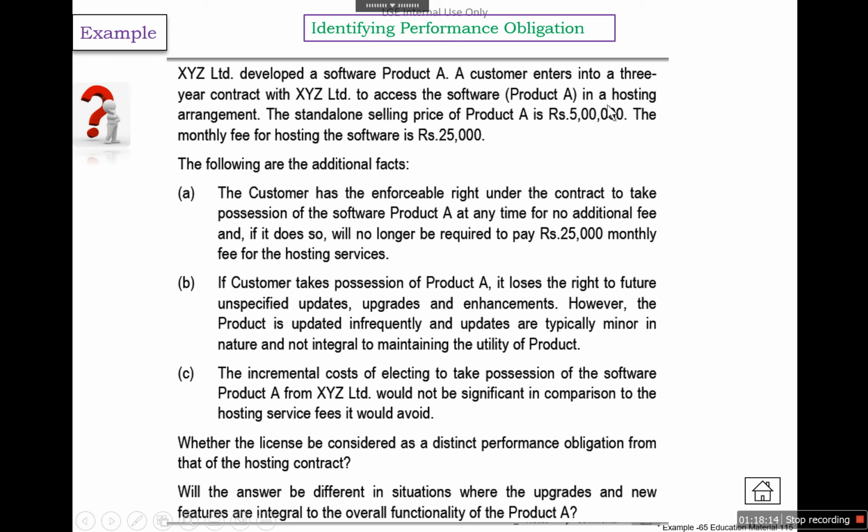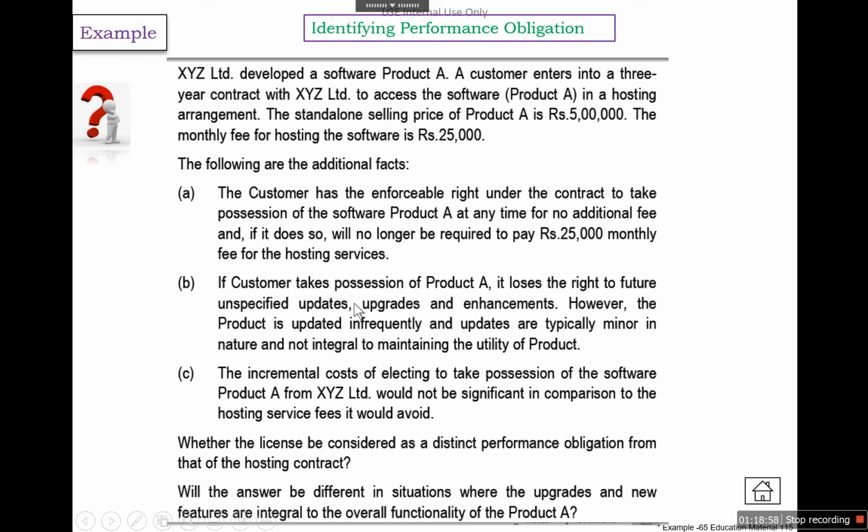So it is in the hosting agreement, but if it pays for the software, it will not be required to pay the hosting fees. Second, if the customer takes possession of product A, it loses the right to future unspecified updates. However, the updates are infrequent and typically minor, not integral to maintaining the utility of the product. So it means the customer is capable of taking benefits on its own. And the incremental cost of electing to take possession of the software product A from XYZ would not be significant in comparison to the hosting services it would avoid.